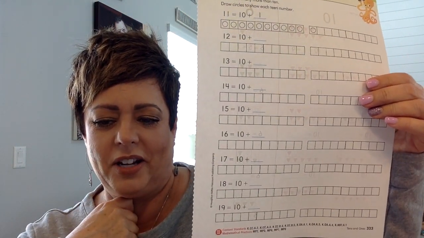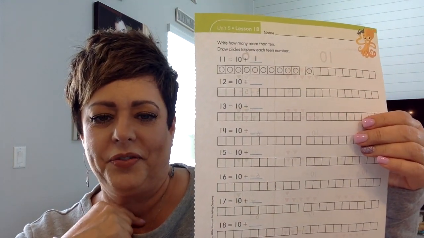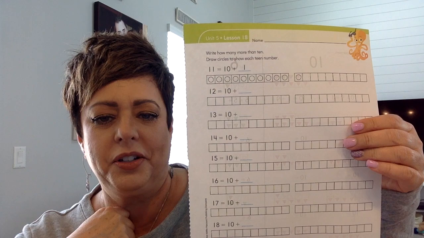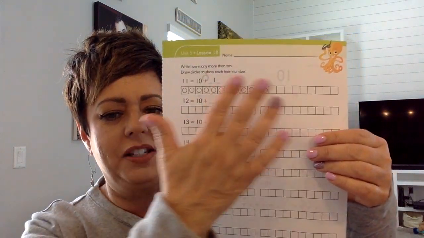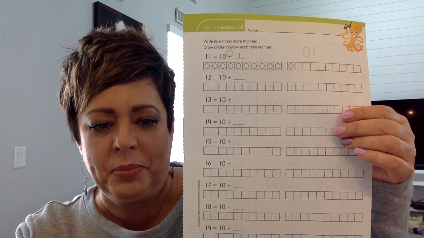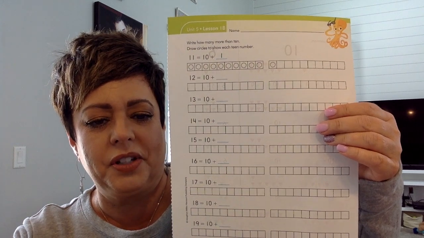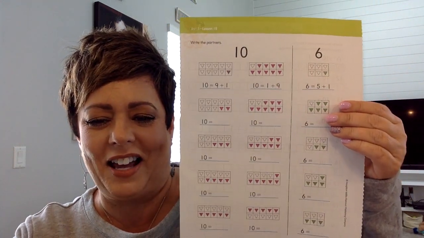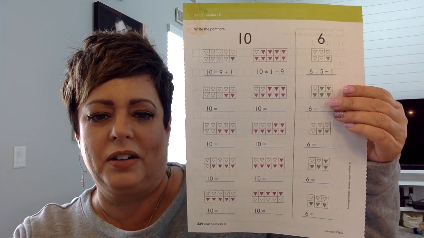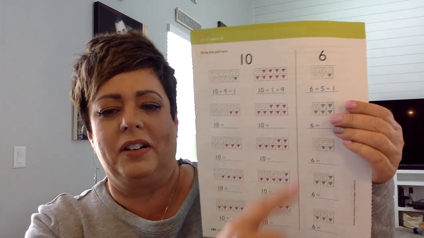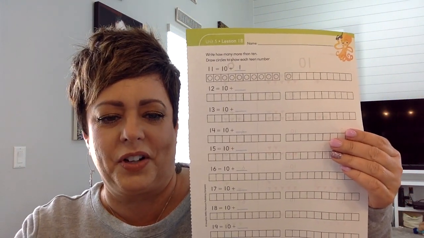Hey friends, for math today, you are going to be using your pencil and your math pages 333 and 334. On these two pages, we're going to be looking at teen numbers on this first page, giving our brain a picture of what teen numbers look like if we were using squares filled with circles. Then on the back side, we're going to be talking about number partners of 10 and number partners of 6. So let's look at the front first.